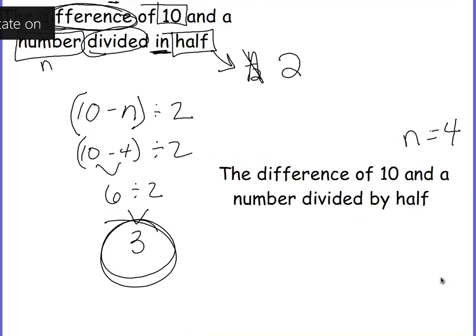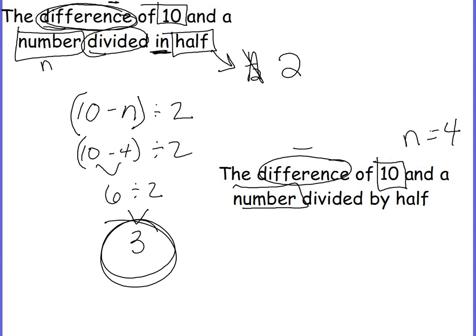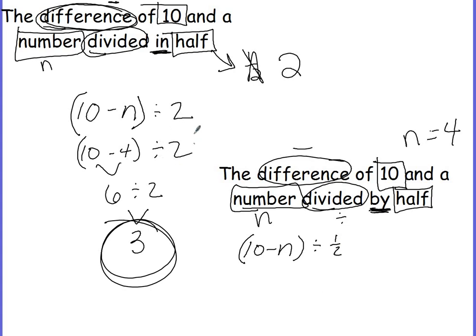All right, so again, that one little word makes such a huge difference because now I'm still taking the difference, so I'm still subtracting 10, and I'm still subtracting a number. I don't know what it is, so I'm going to call it n. Divided by half means I'm actually going to use half in this case. So again, I still have to do 10 minus n first, and now I'm actually going to divide by half. In tells me I divide by 2. By tells me I'm actually going to divide by that number.